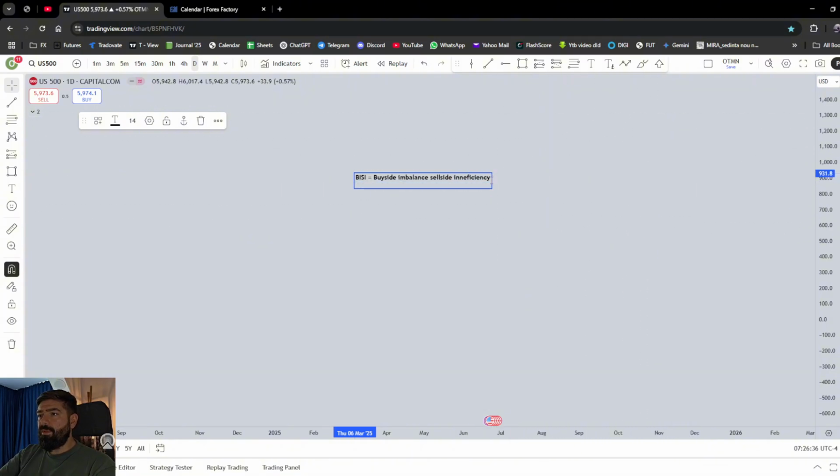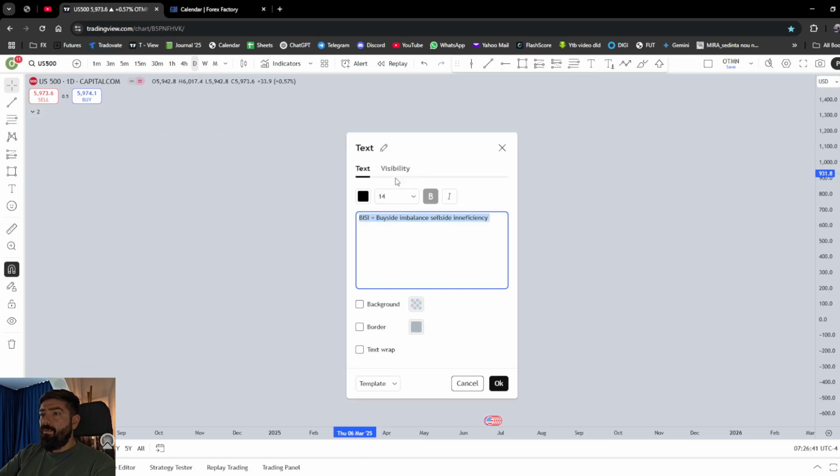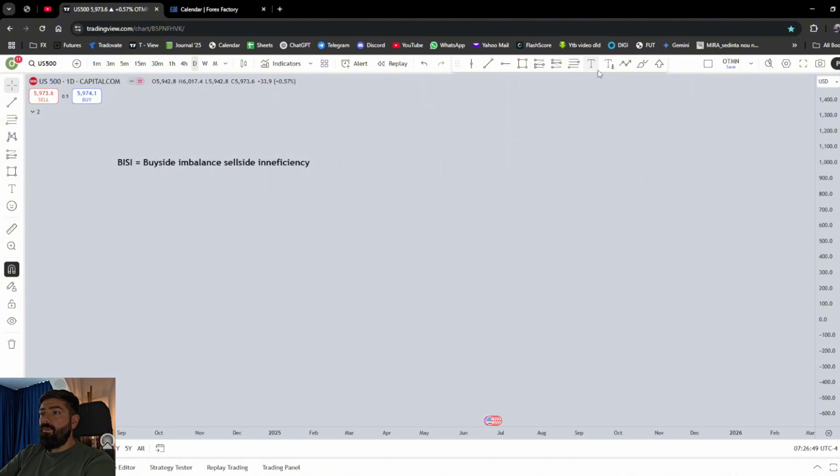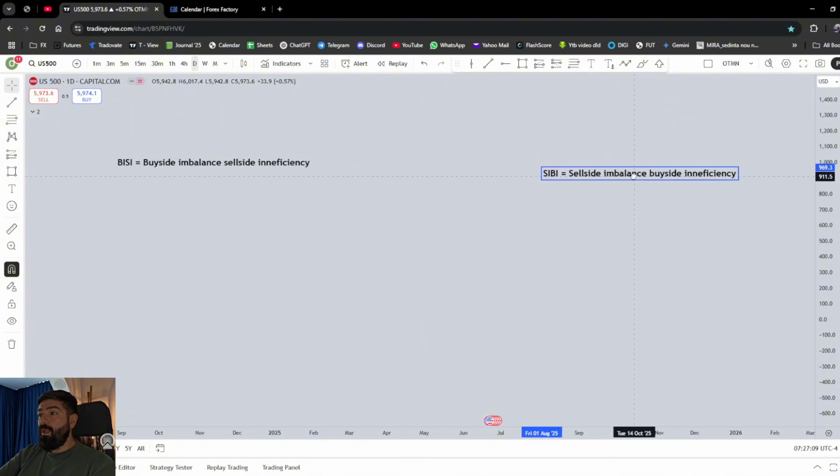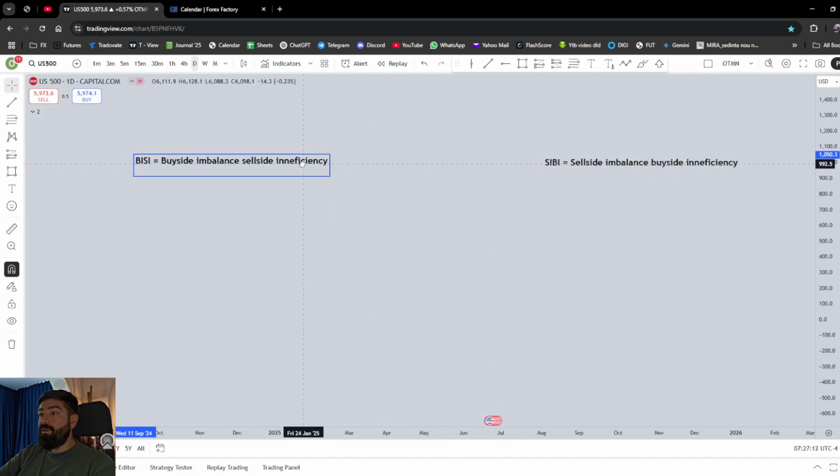I hope I wrote it correctly. Okay, let's make this a little bit bigger. Okay, and CB stands for sell side imbalance, buy side inefficiency. Okay, so these are the two types of different fair value gaps.